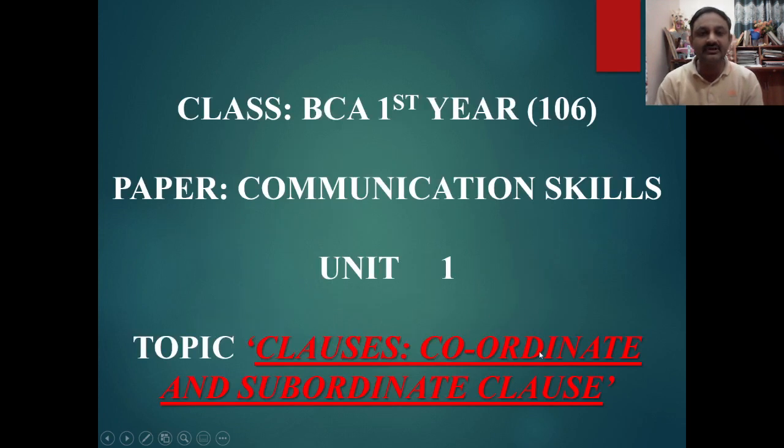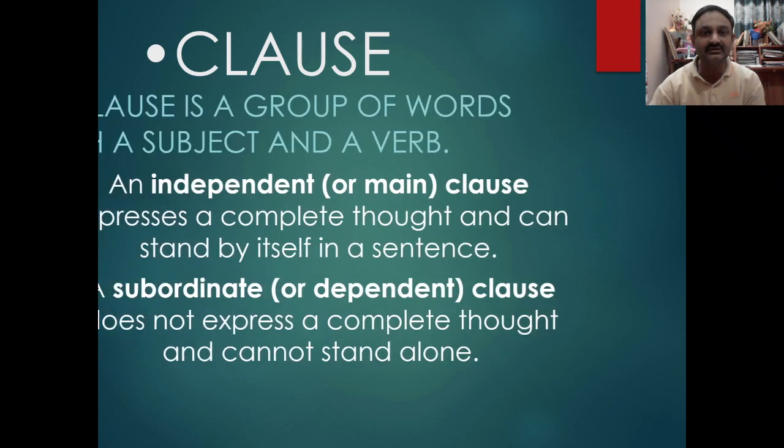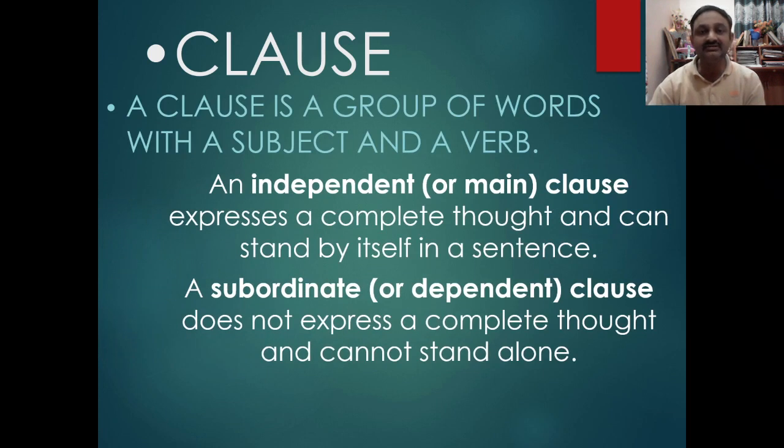Today we are going to study a topic of clauses under the paper Communication Skills for BCA first year. So what is a clause? First we have to look at the word clause. It can be defined as a group of words with a subject and a verb. Now this clause is divided into two categories. First, it is written as an independent clause, and the second one is subordinate clause.